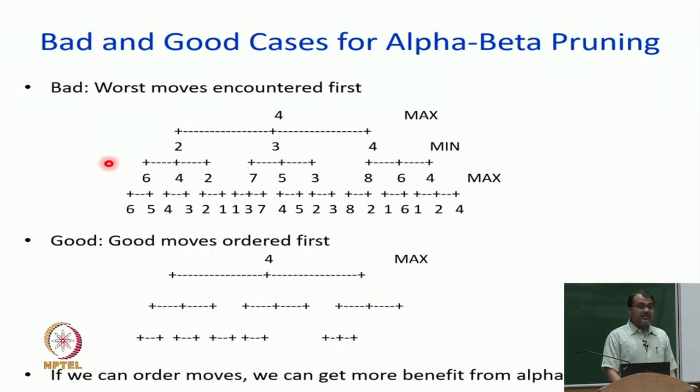All right. So, we should get started. We have to think about what are the bad cases and good cases for alpha beta pruning. In this slide I am showing you the bad case.